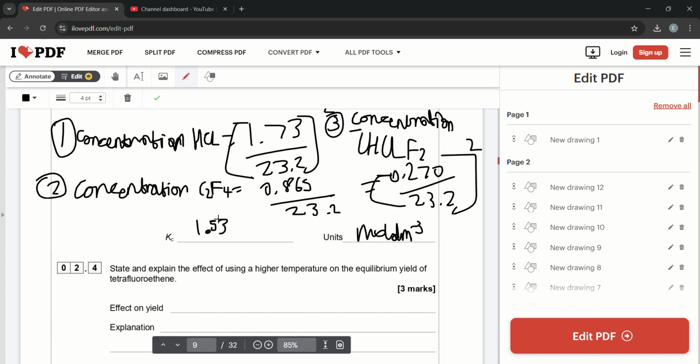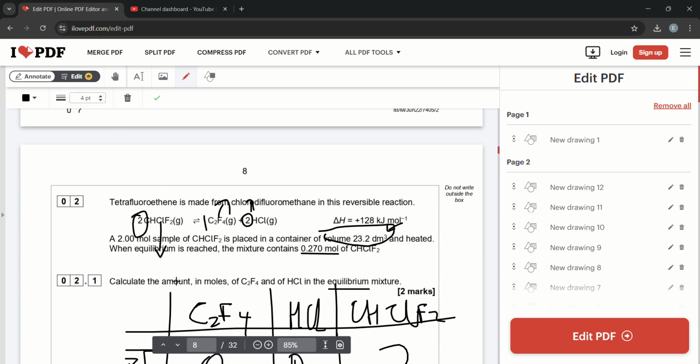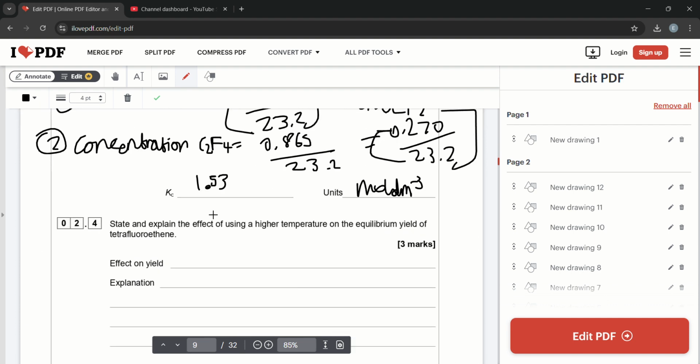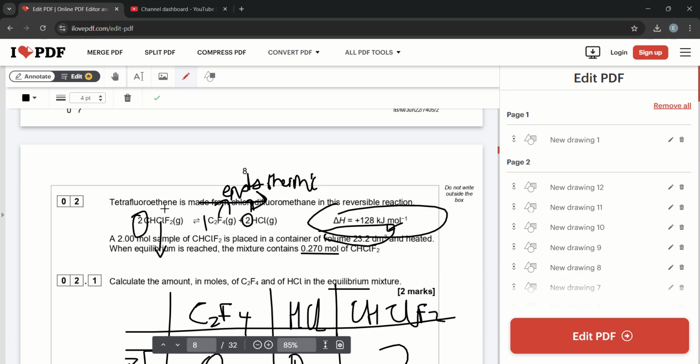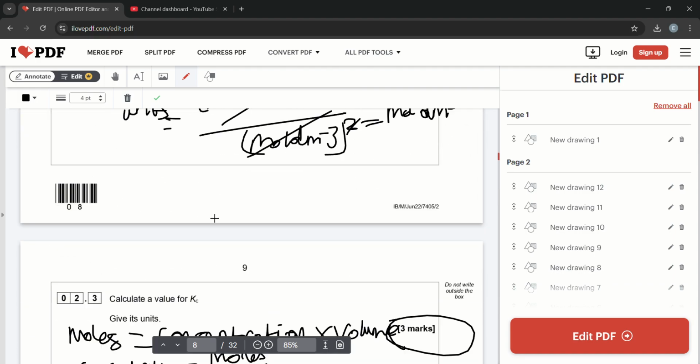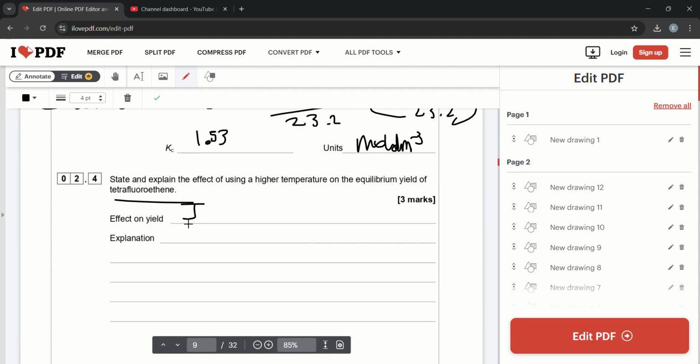And then it says 2.4, state and explain the effect of using a high temperature on equilibrium yield of tetrafluoroethene. Well, we know that delta H is positive, so that tells me the forward reaction is endothermic, right? So if we increase the temperature, equilibrium is going to shift to the endothermic direction, and therefore what is it asking for? The effect on the equilibrium yield of tetrafluoroethene, and which is that? Well, that's going to increase. So yield increases.